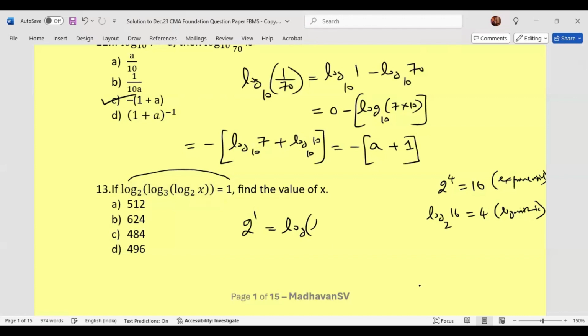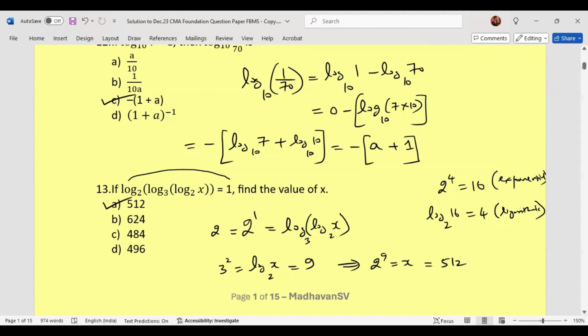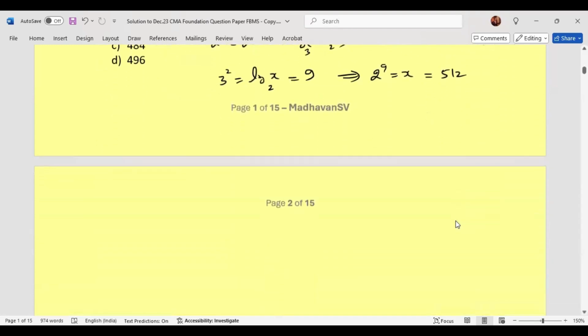Logarithm of, this is base 2, base 3. Now, this 2 power 1 is nothing but 2. Again, we can now write 3 square is equal to logarithm of x to the base 2. 3 square is nothing but 9. So again, we can write 2 power 9 is equal to x. 2 power 9 is 512. So our x value is 512, the first option. Next, we'll move on.